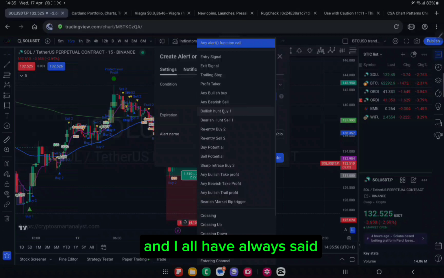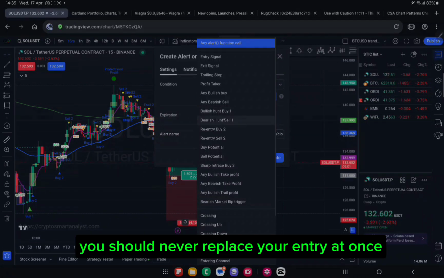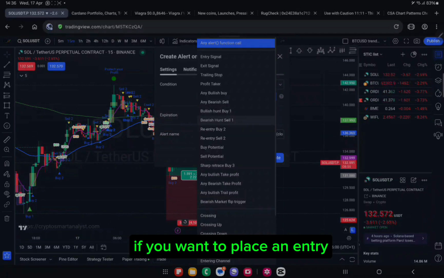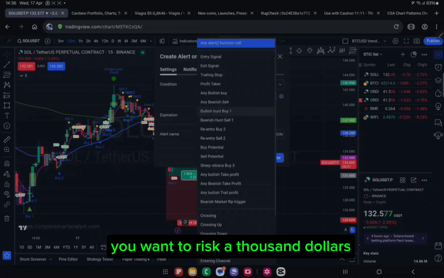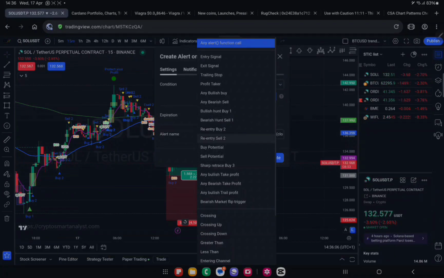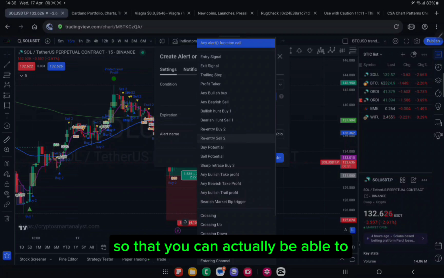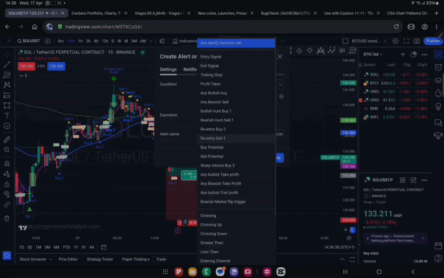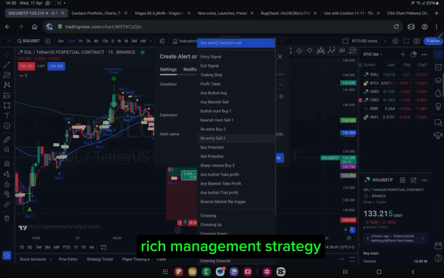And I've always said, you should never place your entry at once. If you want to place an entry, let's say you want to risk $1,000, you should split that $1,000 into two or three, so that you can actually take advantage of the market. You want to ensure that you apply a proper risk management strategy.